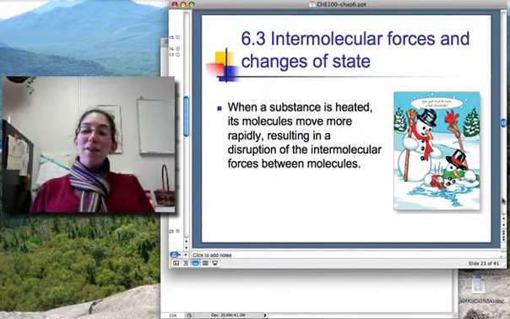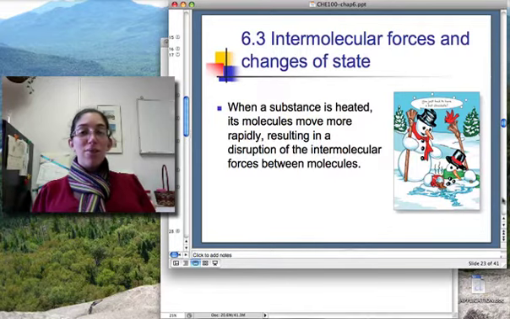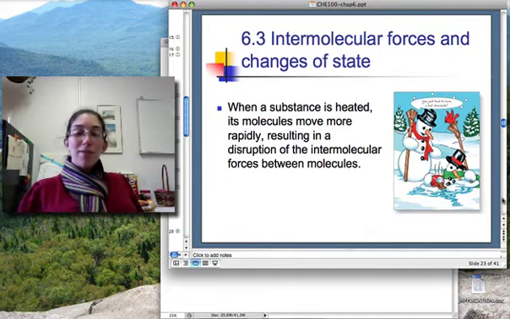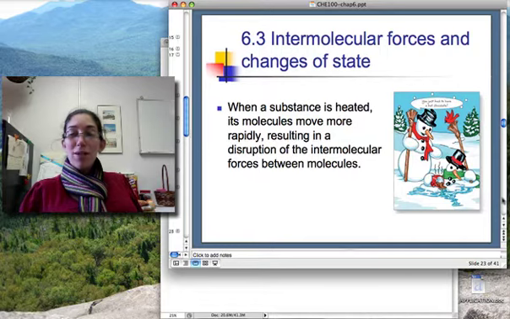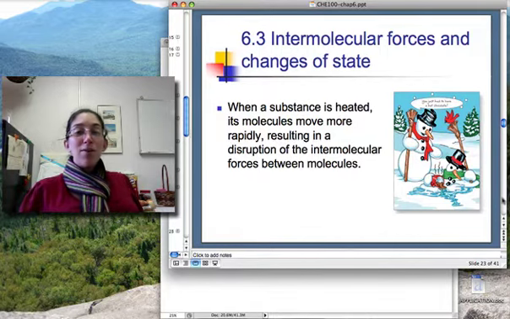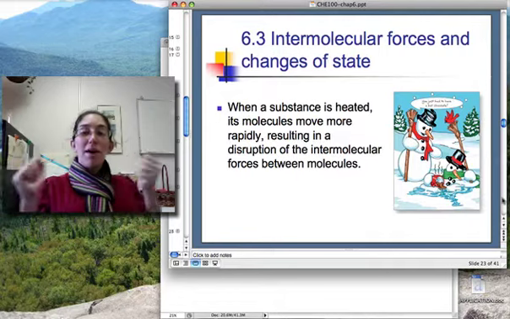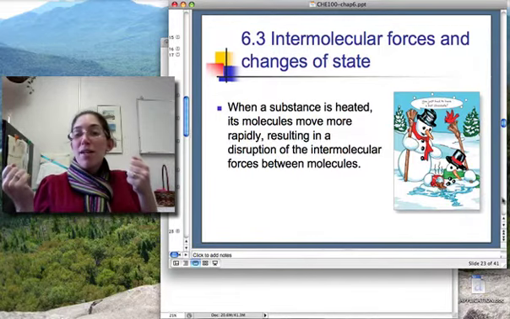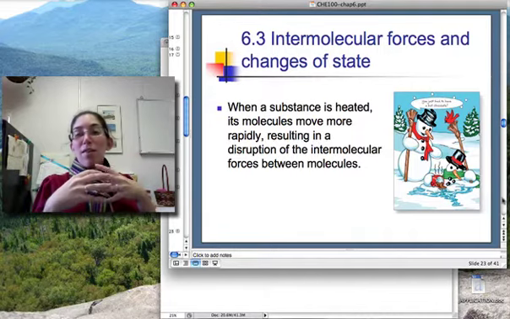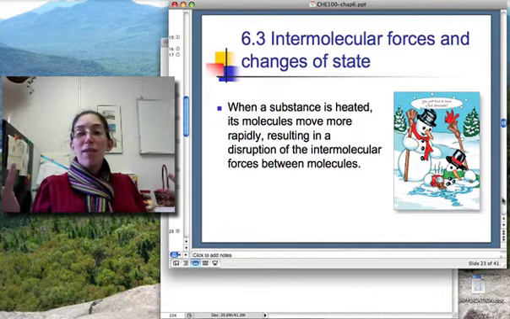Okay, so another thing intermolecular forces influence are changes of state, so changing from solid to liquid to gas. So what happens when you heat a substance? When you change it from solid to liquid to gas, usually you're heating it. So like water being the example, you have ice, you heat it, and what happens to the molecules? They start moving faster. And when molecules are moving faster, they become more liquid. It's because when they move faster, it starts breaking those intermolecular forces.